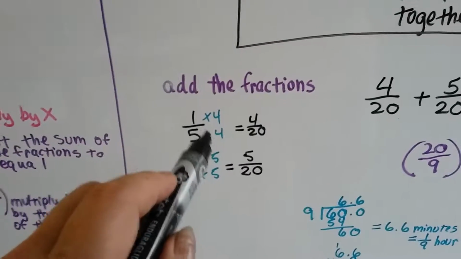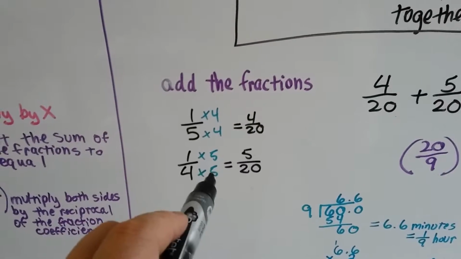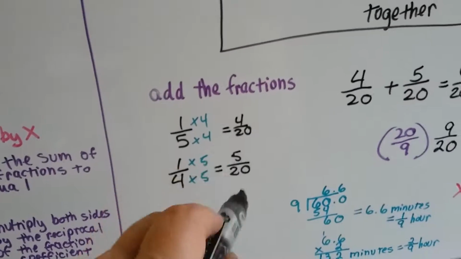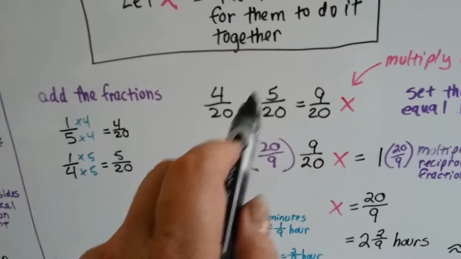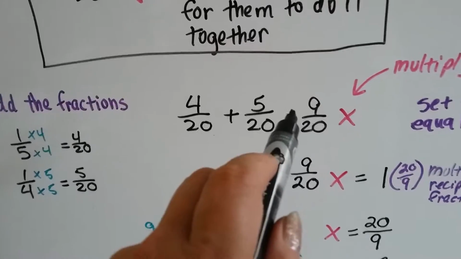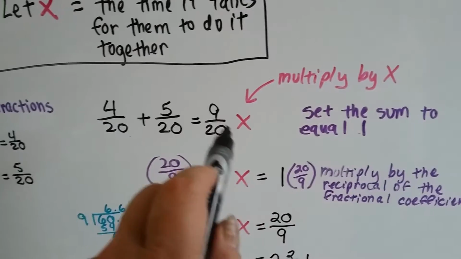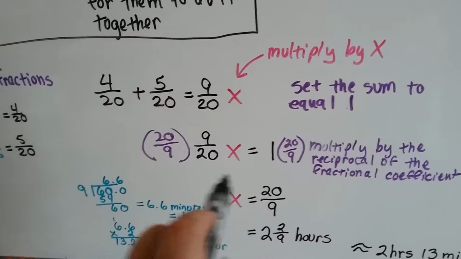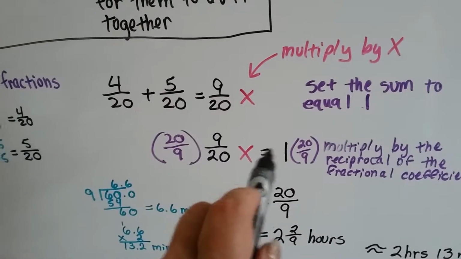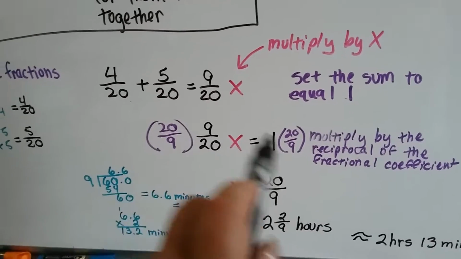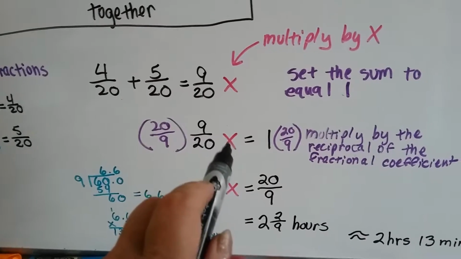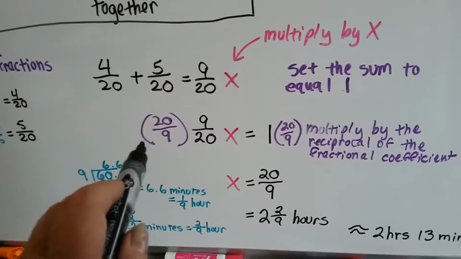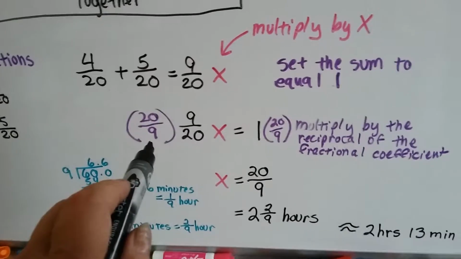So we multiply the 1/5 by 4 and the 1/4 by 5, and we get 4/20 and 5/20. Now we can add them together. 4/20 and 5/20 equals 9/20. We multiply by x, so we've got 9/20 x. We set the sum to equal 1, so we've got 9/20 x equals 1. And now to get rid of the 9/20 to get x by itself, we have to multiply both sides by the reciprocal of 9/20, which is 20 over 9.